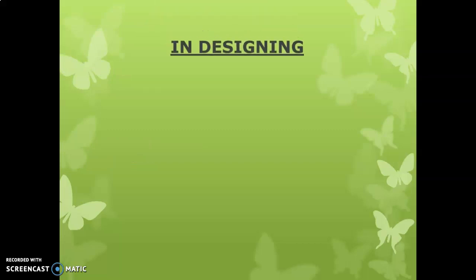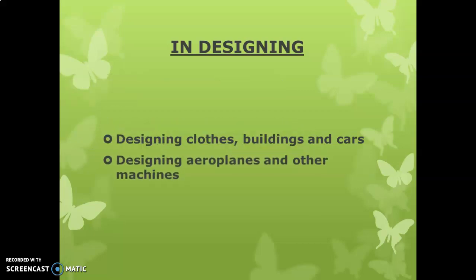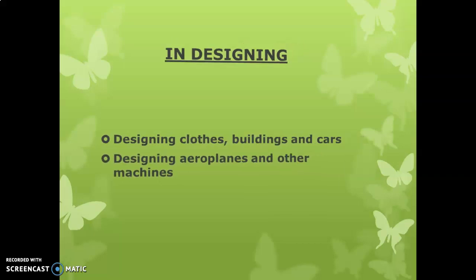Next is designing. You wear designer clothes. We wear so many clothes. So let's find out. We can design clothes, buildings also, and cars also. Means the designing. What type of designing? The designing of the clothes is being done on the computer. The designing of buildings, the designing of cars is being done on the computer. Designing of aeroplanes and other machines as well.